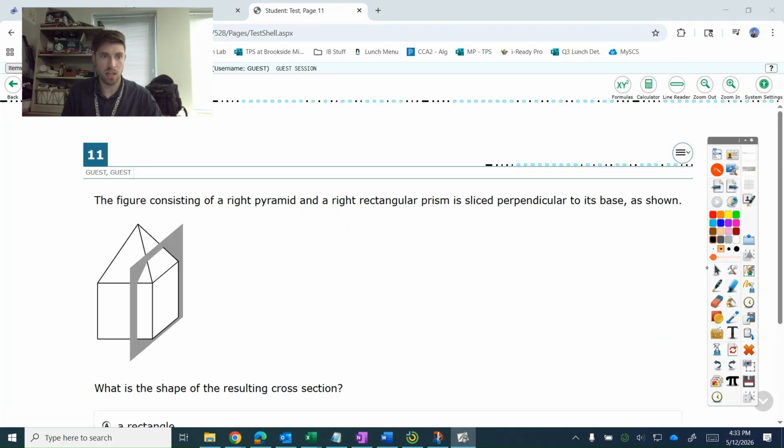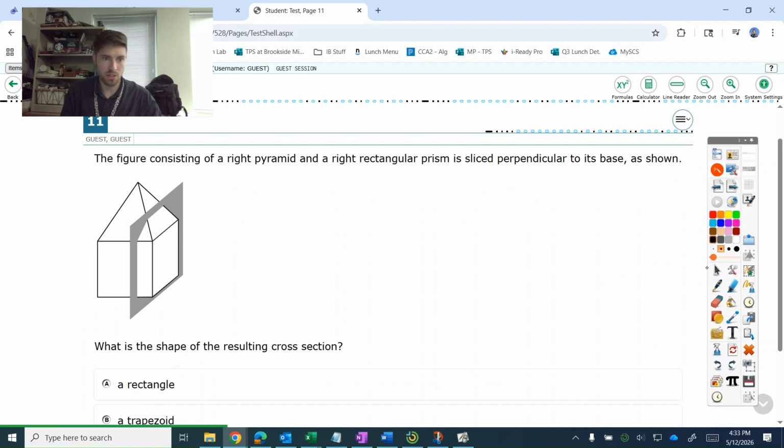So for question number 11, we've got this plane shown by the dark gray cutting through our composite figure, which is the pyramid on top of the rectangular prism. And so I know that the intersection with this rectangular prism is going to be a rectangle. But on the top part, since it's not intersecting through our vertex here, it's only going to go up so far. At a certain point, we're losing the top of that triangle of the pyramid. So our shape should look something like that.